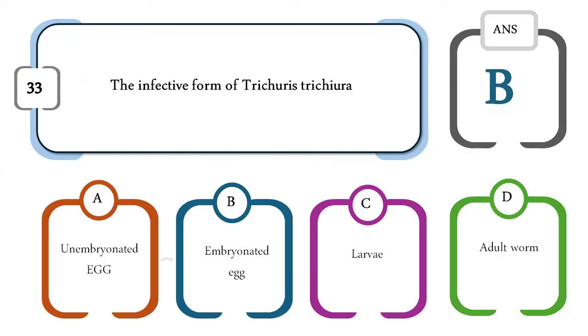Trichuris trichiura is also known as whipworm. This parasite completes its life cycle in only one host, that is human beings, and there is no intermediate host. So how do humans get the infection? They get the infection by ingestion of embryonated eggs which contaminate water or food.